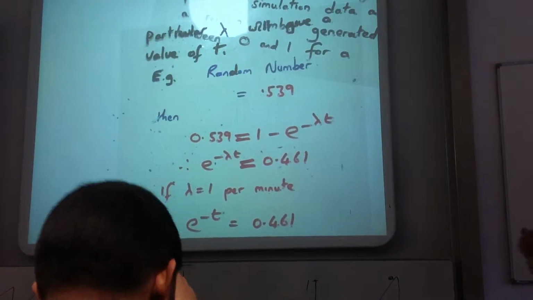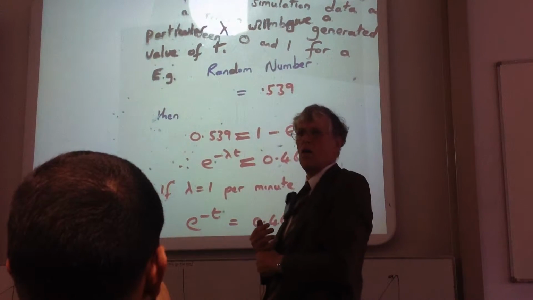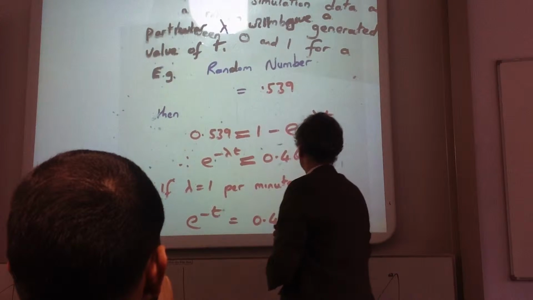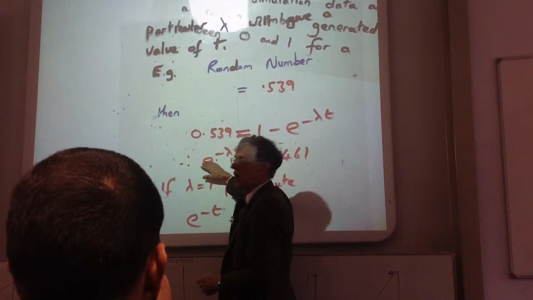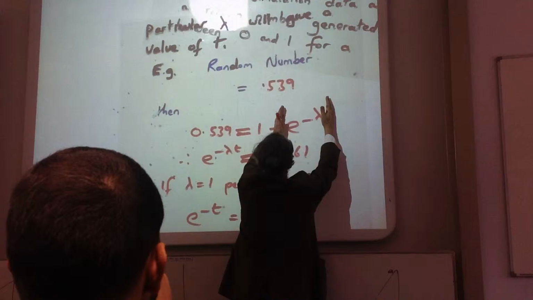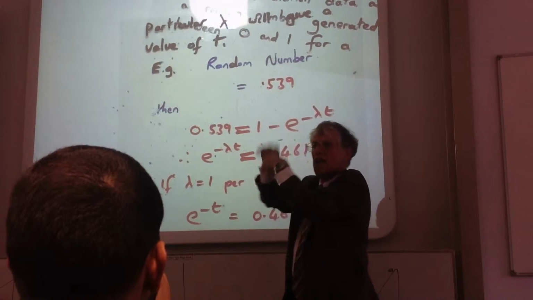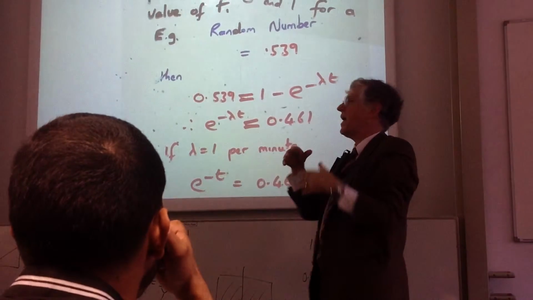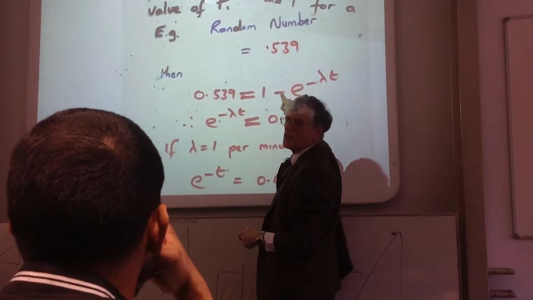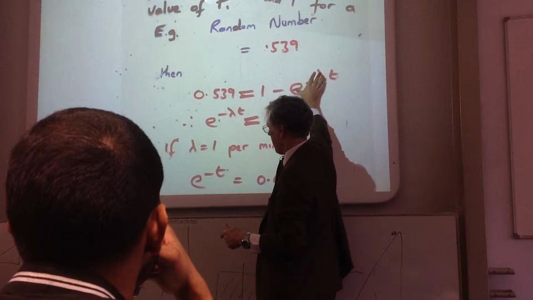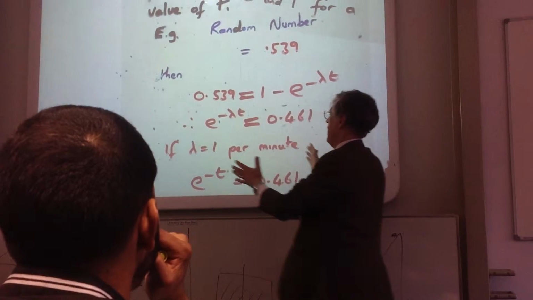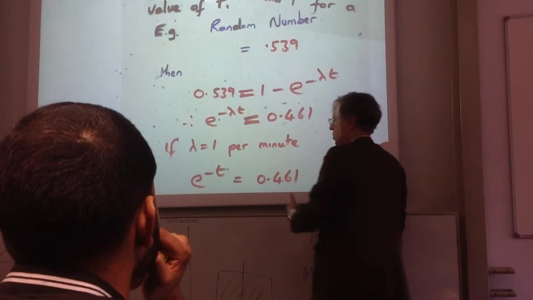Do you know when you moved it across, so why wasn't the lambda t a positive? No, sorry, e to the minus lambda t is positive. That is something raised to the power. It's like 10 squared or 100, isn't it? It's e to the power minus lambda t. So when you take it over, that becomes the positive, right? But that just stays as it is. So e to the minus lambda t is 0.461. If lambda was 1, e to the minus t is 0.461.